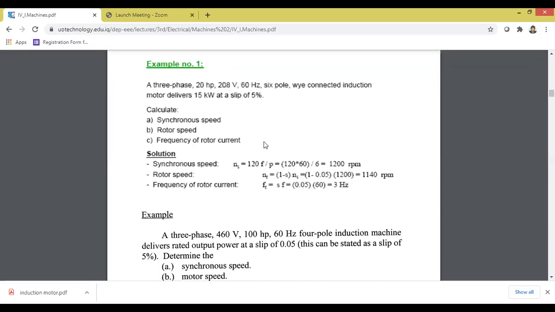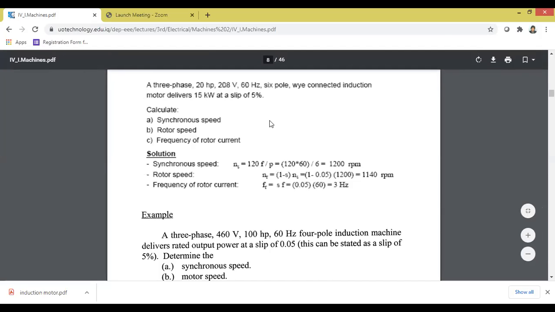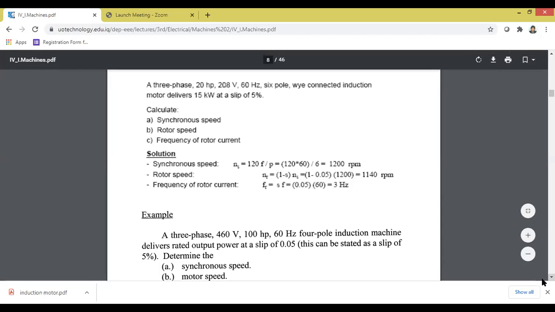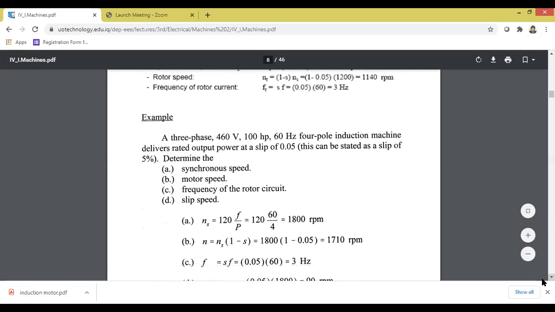So induction motor problems contain only formulas. Be ready with the formula Ns equal to 120 into f by P, and the rotor speed. The slip formula is what? S is equal to (Ns minus N) by Ns into 100. Now, let us move to the second problem.